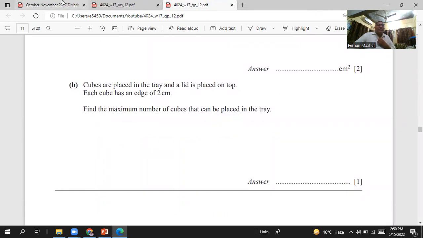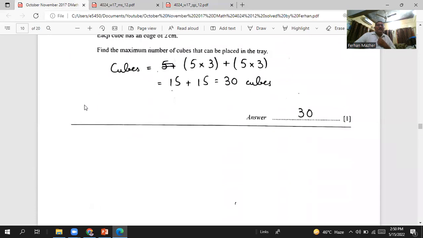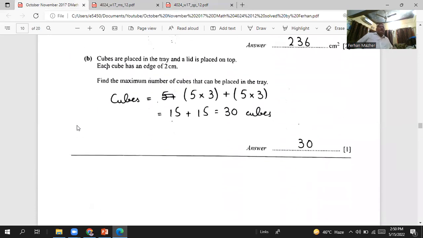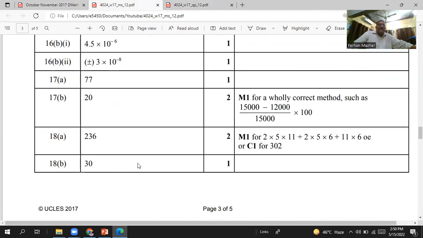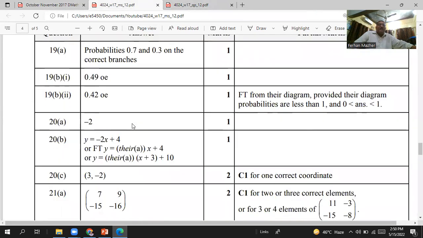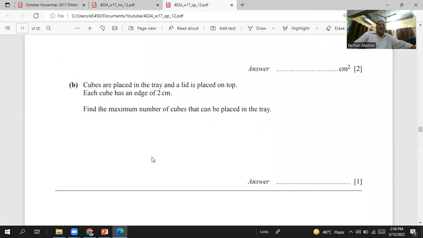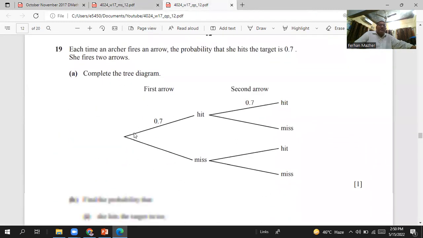So let me show you the written work. Okay, so 5 into 3 cubes in one layer plus 5 into 3 cubes in the second layer. So there will be 30 cubes overall in this box. So where's the answer? Yeah, 30 is the right answer, sir. Okay, so we are going to the next question. The next question is question number 19.